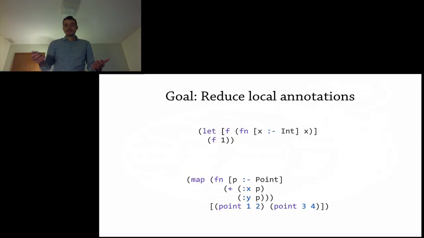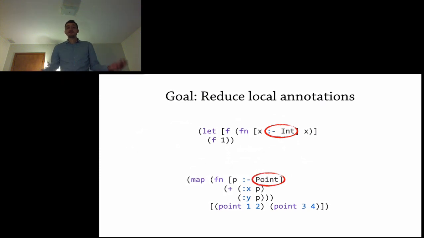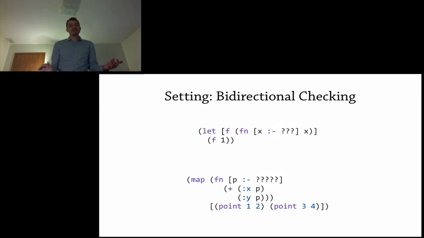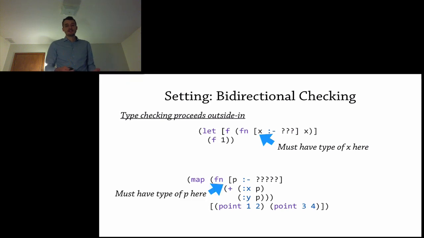So recapping, here's the problem. We have these programs that use functional techniques, like we have this identity function up here that's used, and then we're mapping over a series of points. The problem is there are too many annotations. So why do we need these annotations in the first place? It's because we're in the setting of bidirectional checking, and type checking proceeds from the outside in. So at this point, we have to have the type of X. At this point, we have to have the type of P. There's no way for us to delay this check.